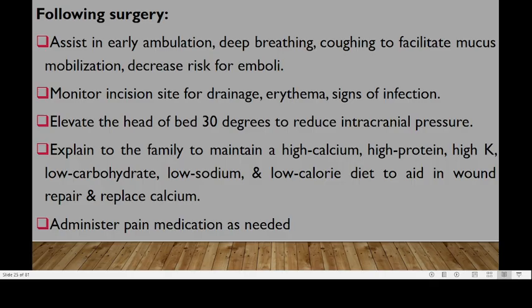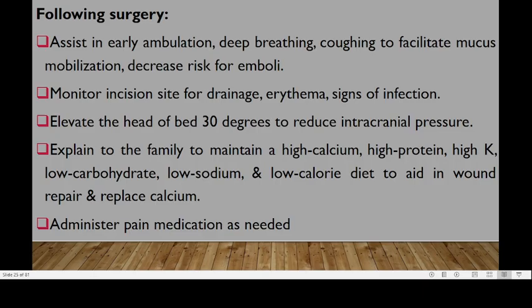So following surgery where you have removed either the pituitary tumor or the adrenal gland, you need to assist in early ambulation, deep breathing, coughing, just to facilitate mucus mobilization and decrease risk for an emboli. You monitor the incision site for drainage, erythema, signs of infection. Also, elevate the head of the bed 30 degrees to reduce intracranial pressure.